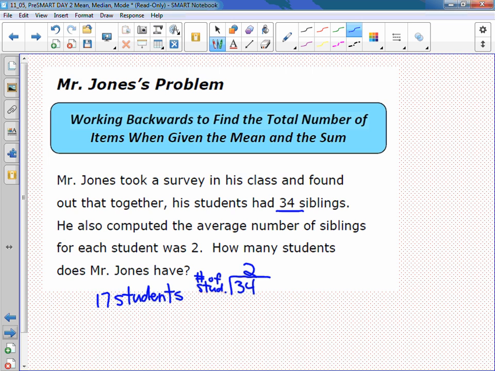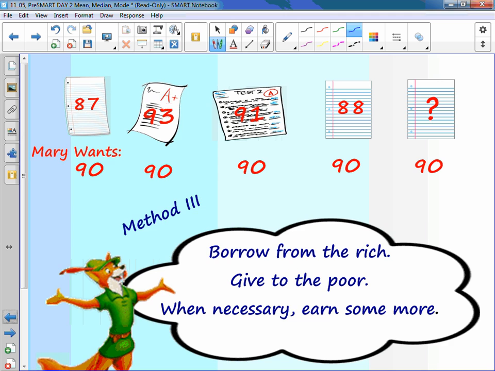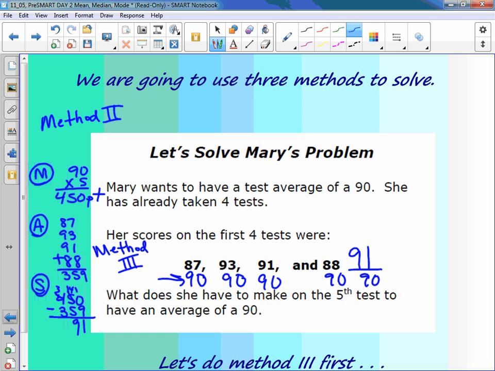So today we've been doing averaging and leveling. Remember, it's a good idea to write them out like this. Put a blank for the one that's missing. Put your average that you want, that you're reaching for, underneath.